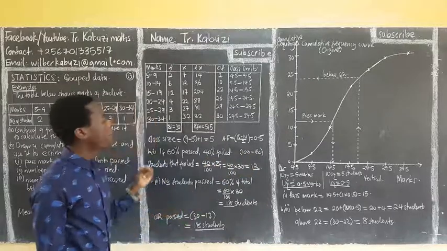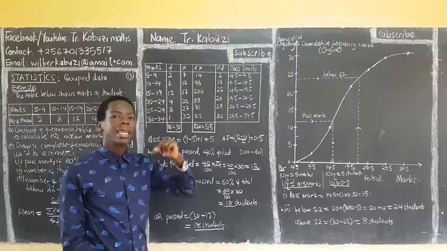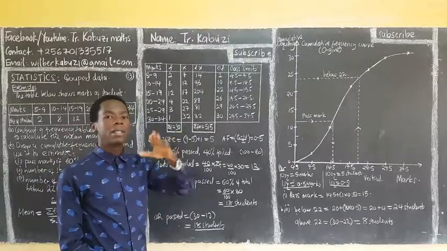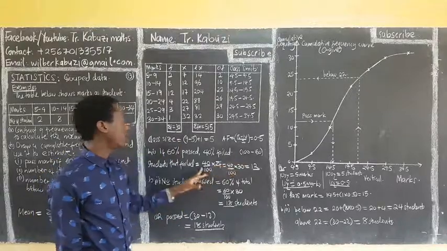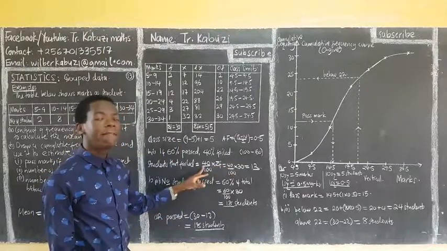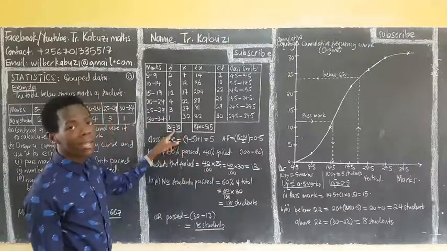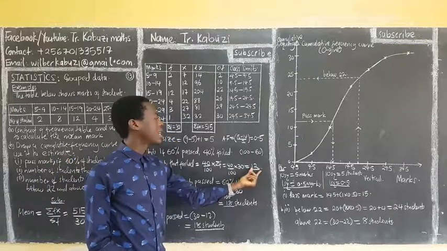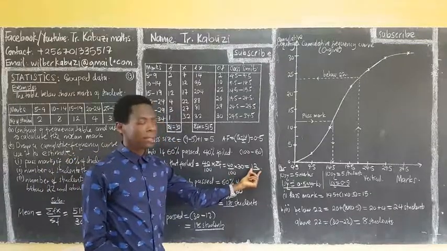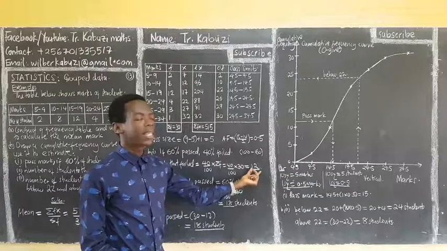So meaning, if you want now to know the pass mark, you need to know how many students failed, because if you fail to hit the pass mark, it means that you failed. That's why I'm getting the percentage of those who failed, which is 40. Then I get the 40%, I multiply it with the total, because the total class has 30 students. So if I multiply this times 30, it means that 12 students failed. So if 12 students failed, it means they failed to hit the pass mark.